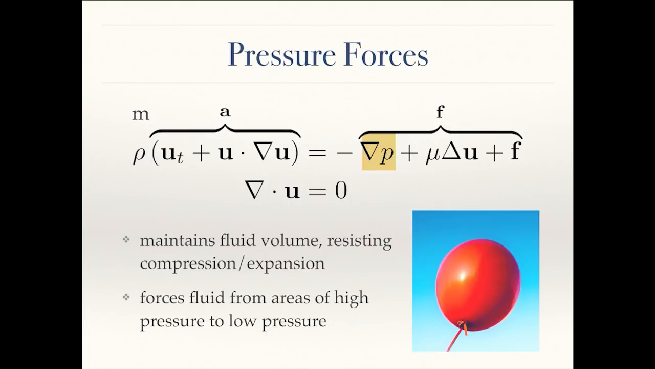And if you look at the form of this, the gradient of some field points in the increasing direction of the function. So the minus gradient points in the decreasing direction. And so, as our intuition would tell us, if we have an area of high pressure and an area of low pressure, the fluid will be driven from the area of high pressure to the area of low pressure.